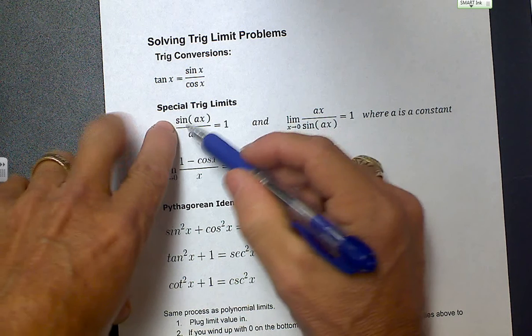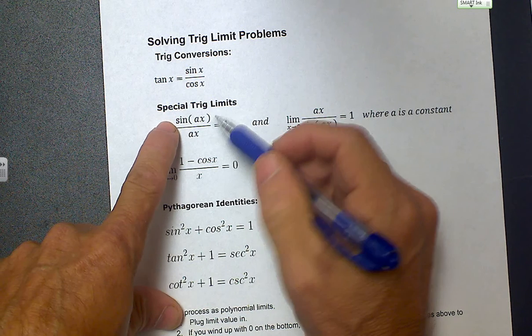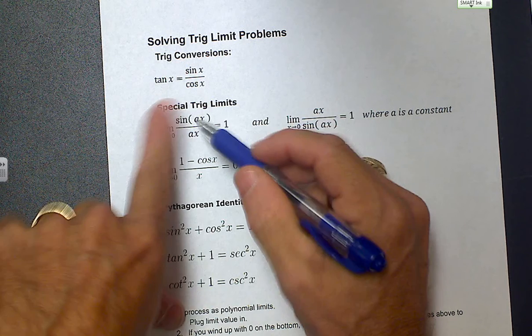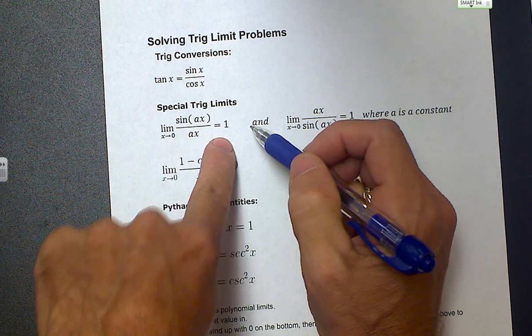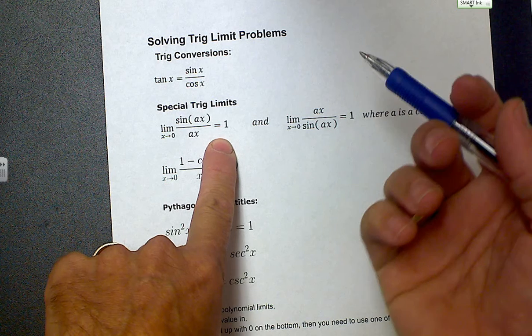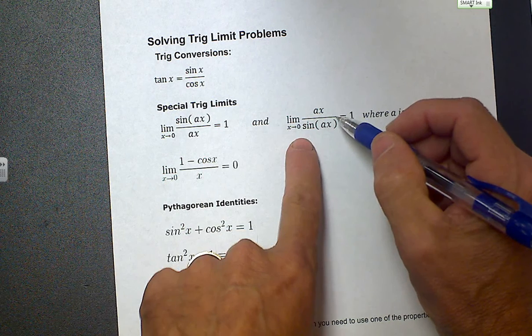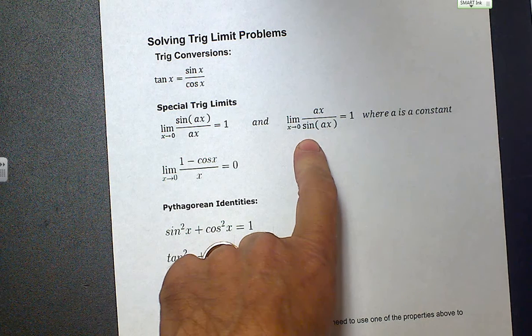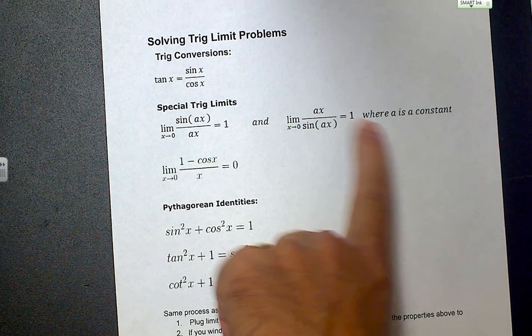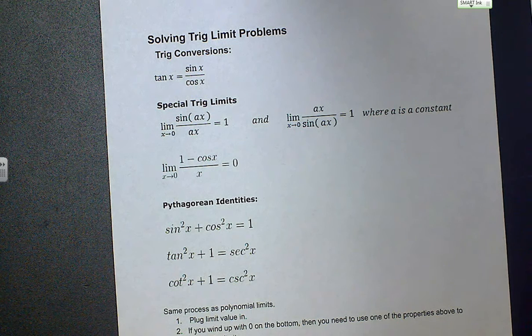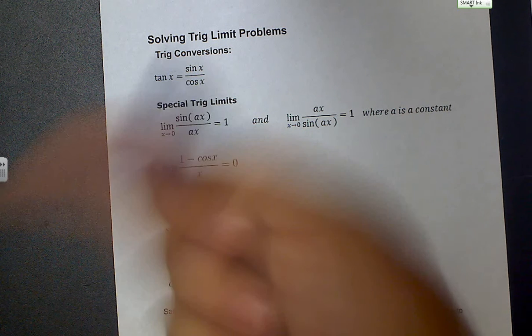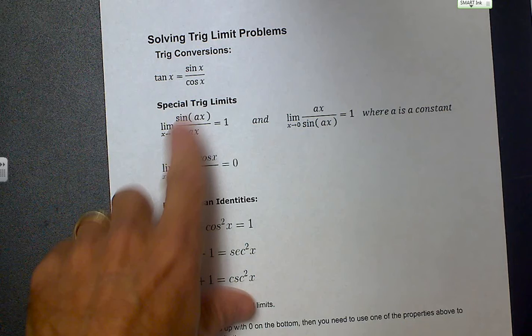Sine of ax over ax, ignore the h right now, sine of x over x equals 1. That is a special trig limit. We're going to use that a bunch. And the inverse of that, x over sine of x, is also equal to 1. The a here is to help you remember that sine of 2x over 2x would also be 1. Sine of 5x over 5x would also be 1. Sine of 12x over 12x would also be 1. Whatever that number is, if it's the same in both spots, it's 1.